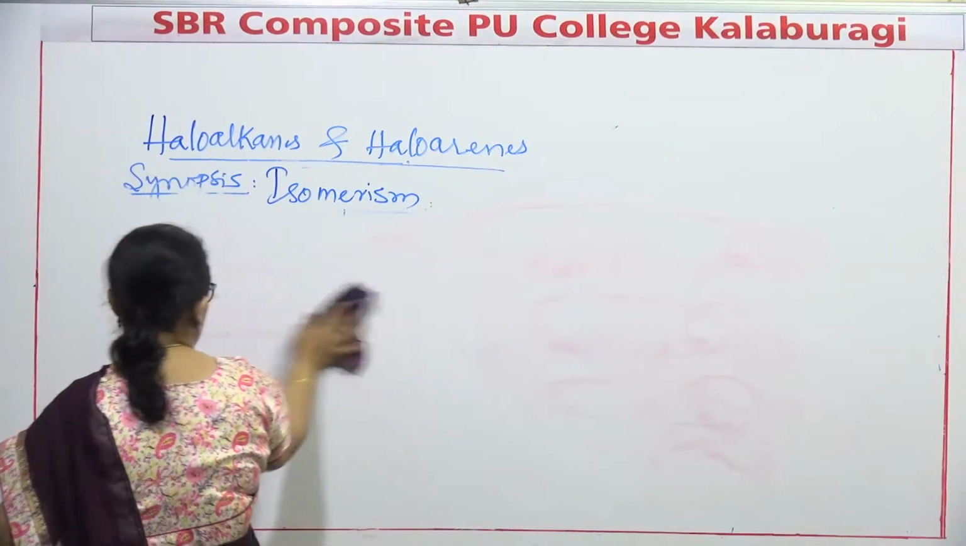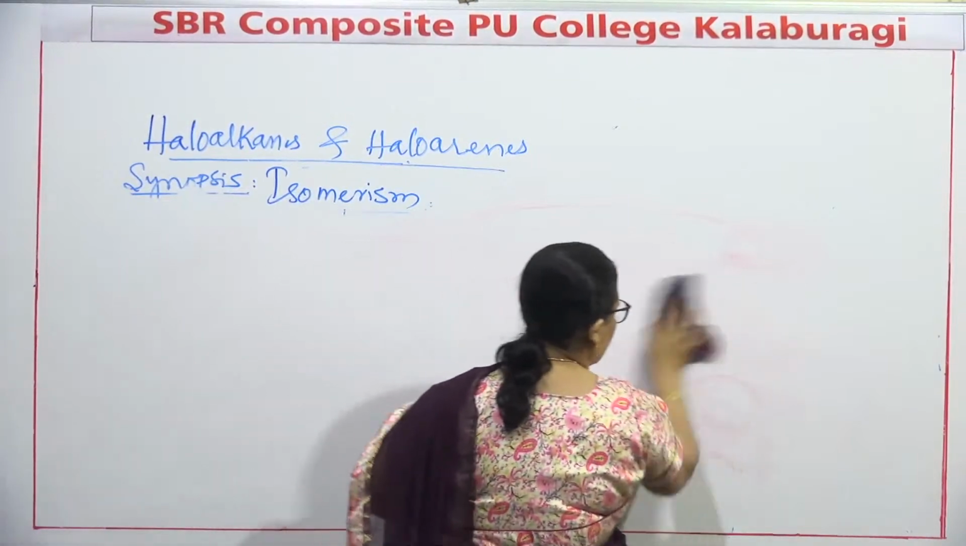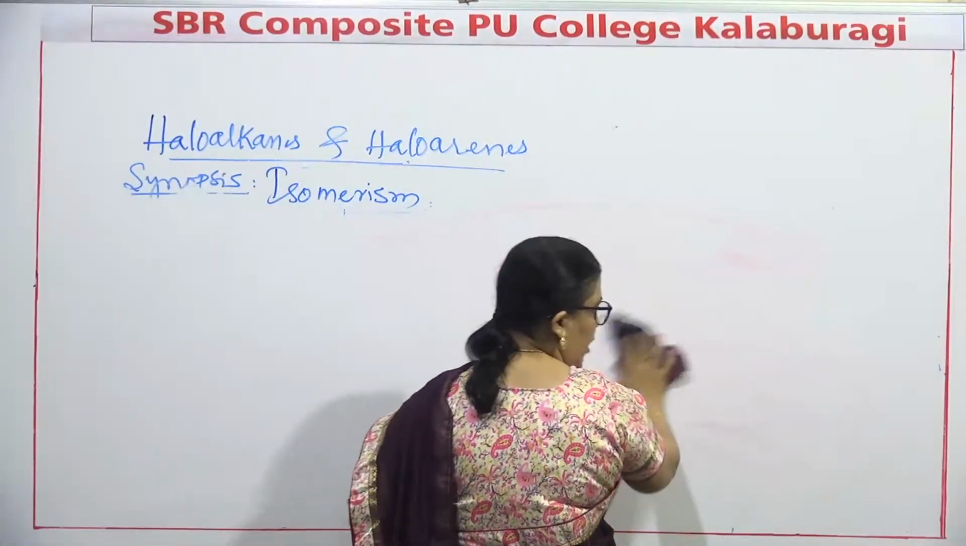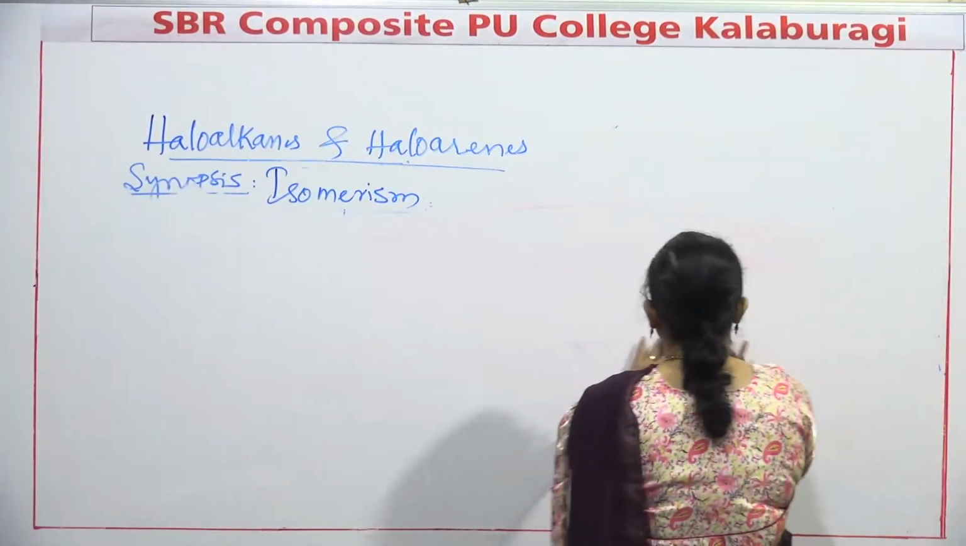Position isomerism. What is position isomerism? Two or more molecules having the same molecular formula. The molecular formula is the same.